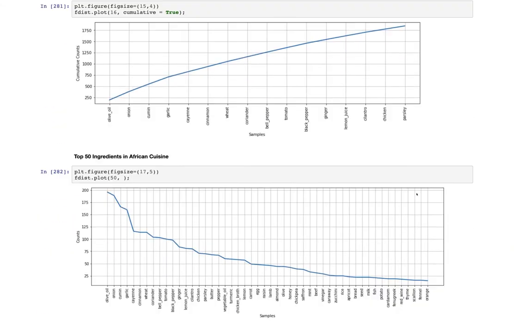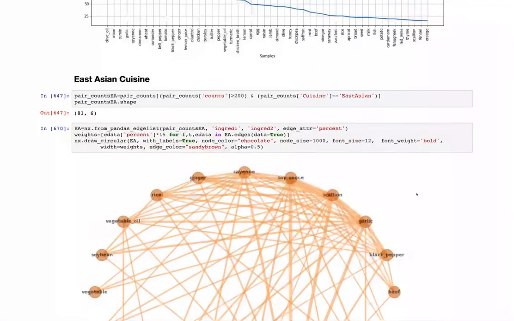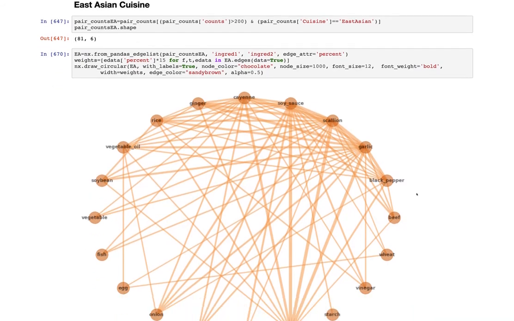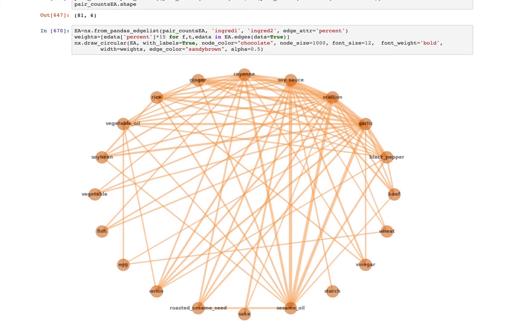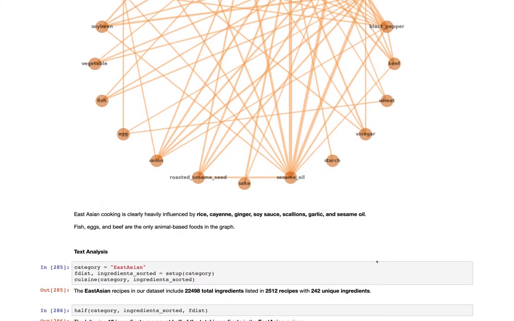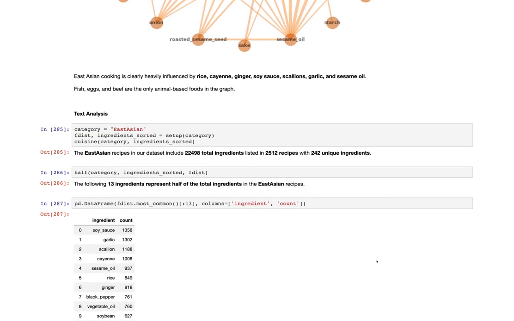We had East Asian, which had cayenne, soy sauce, scallions, and sesame oil as top ingredients.